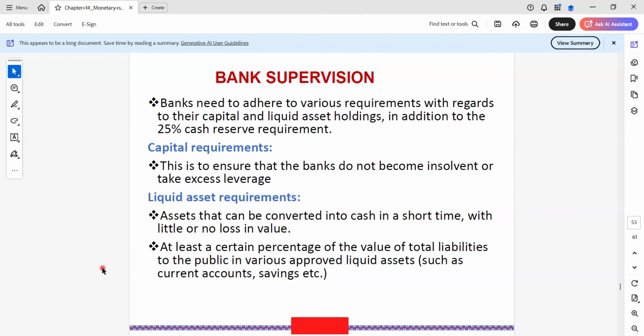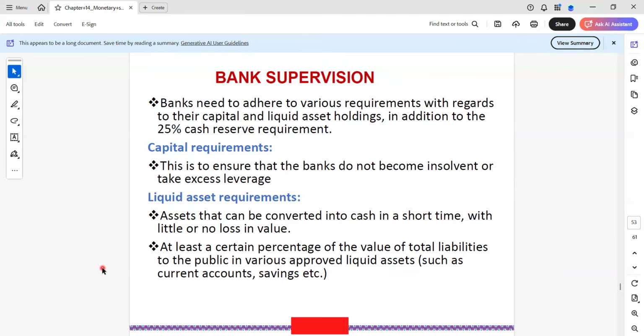Liquid assets requirement: assets that can be converted into cash in a short time with little or no loss in value. So they also say that you need to have liquid assets, meaning assets that can be converted into cash, so that if anything arises, the commercial bank can sell those assets and get money to pay back the client.